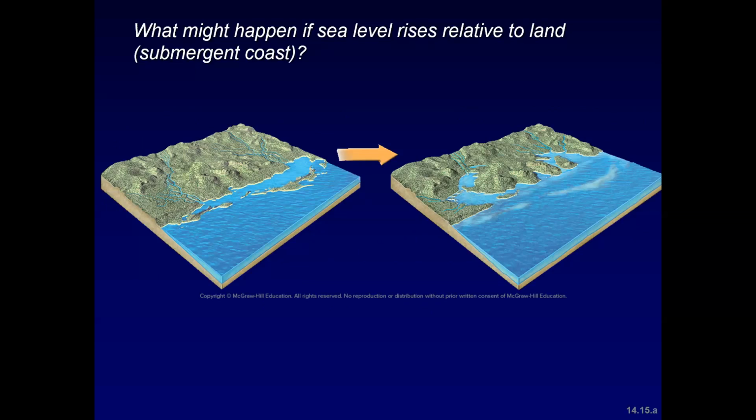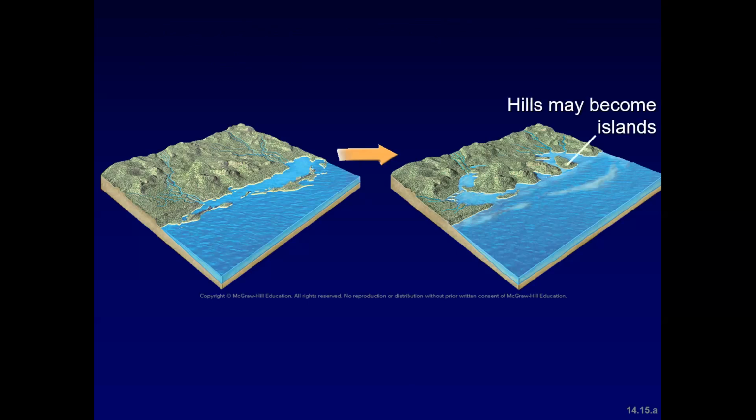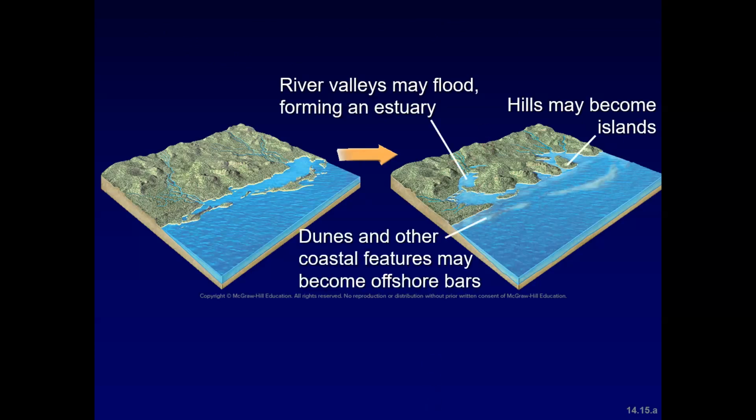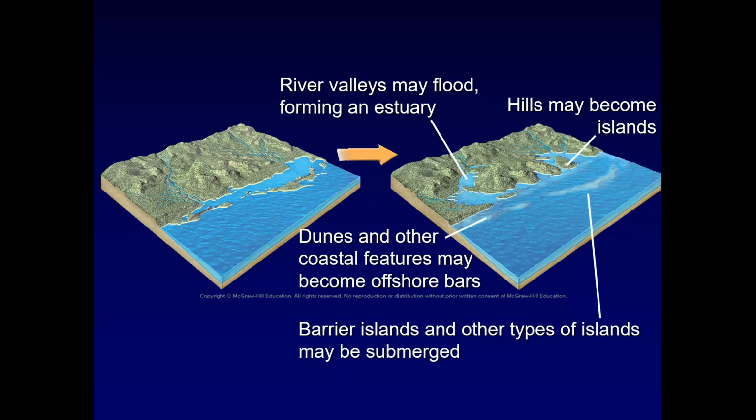What might happen if sea level rises relative to the land? Okay, so the land is going to be inundated by the sea. The hills can become islands. River valleys may flood, forming an estuary. And then dunes and other coastal features might become offshore bars. Barrier islands and other types of islands may be submerged.